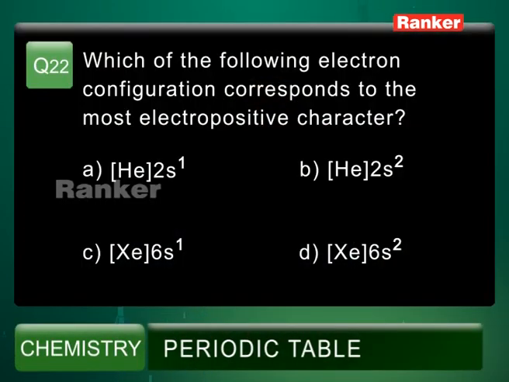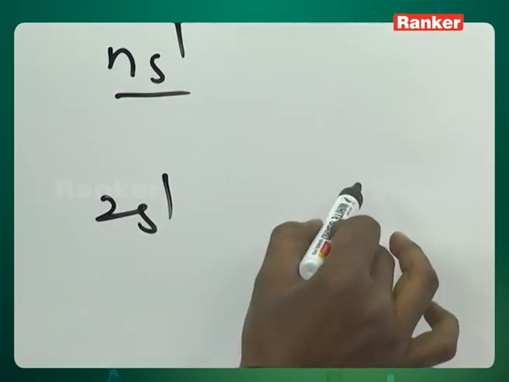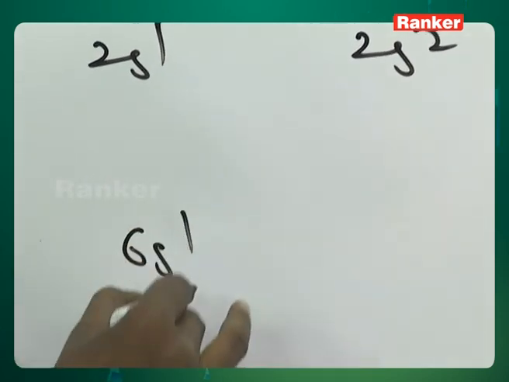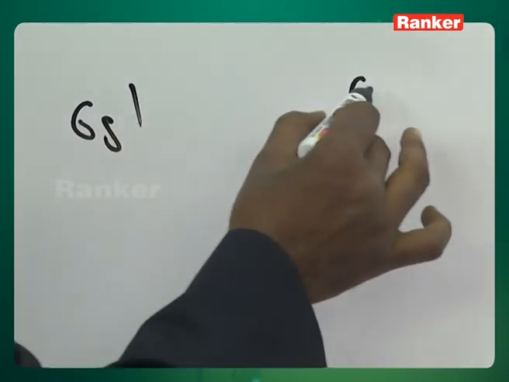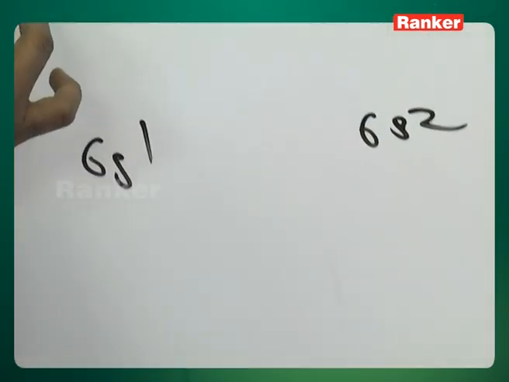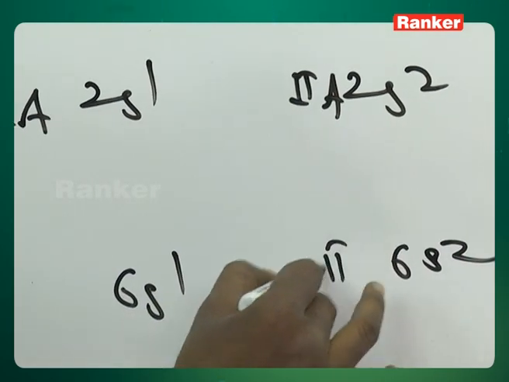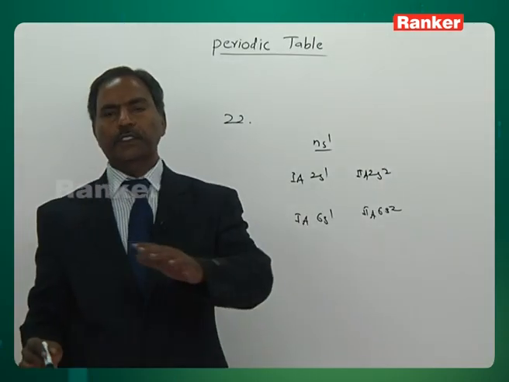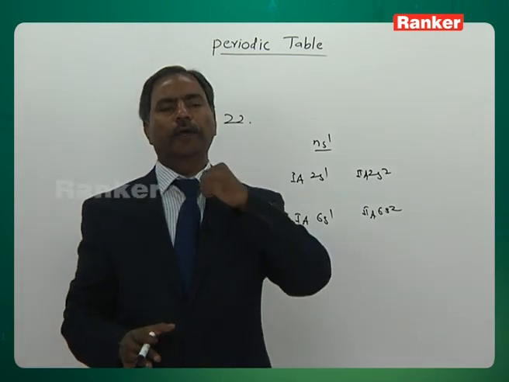Option A is given as 2s1, option B is given as 2s2, option C is given as 6s1, option D is given as 6s2. Option A represents the first A group. Option B is the second A group. Option D is also the second A group. Option C is also the first A group. Most electropositive elements are actually the first A group elements, the most electropositive among all the elements in the periodic table.